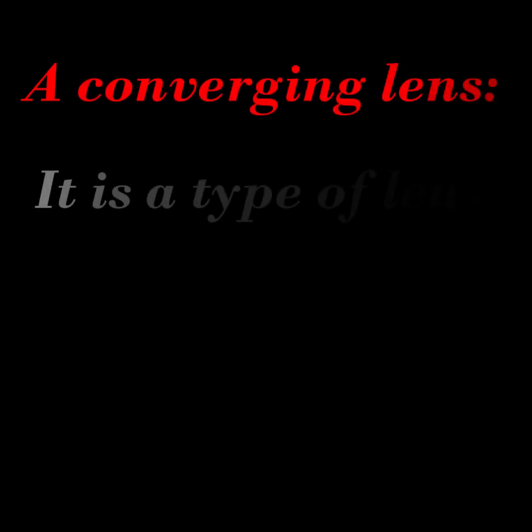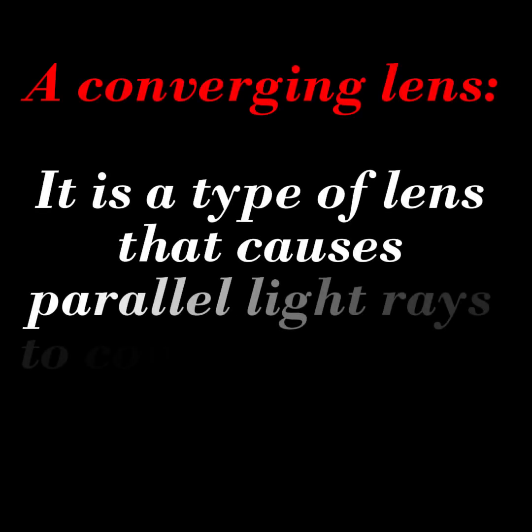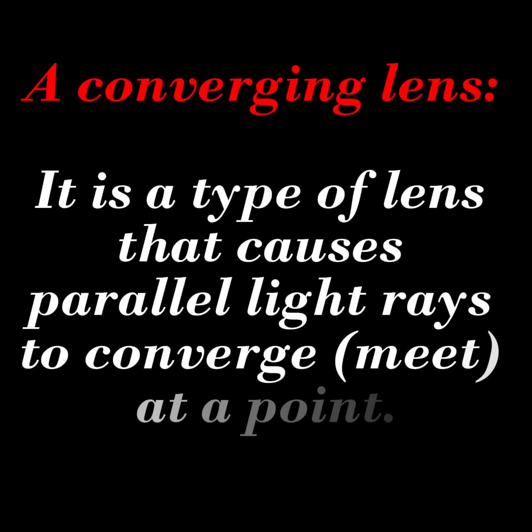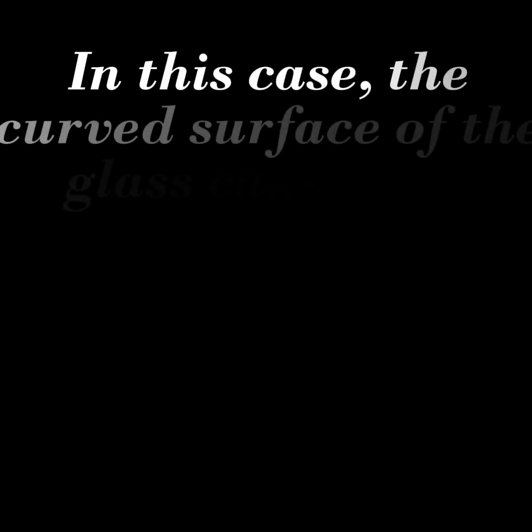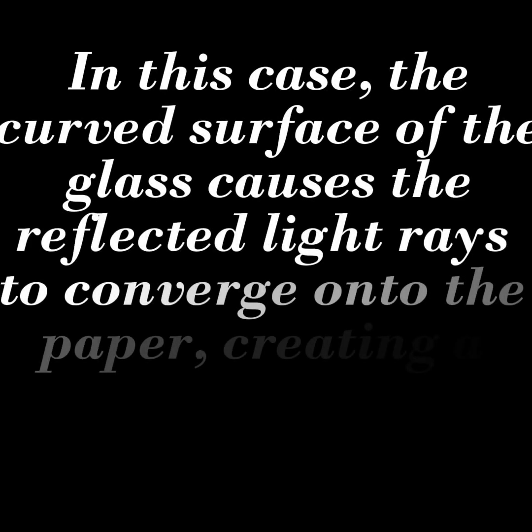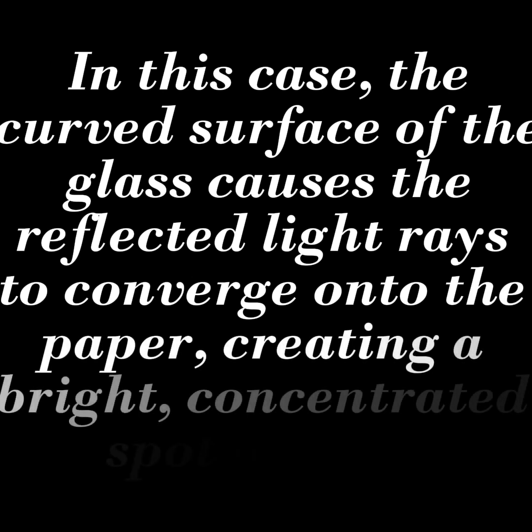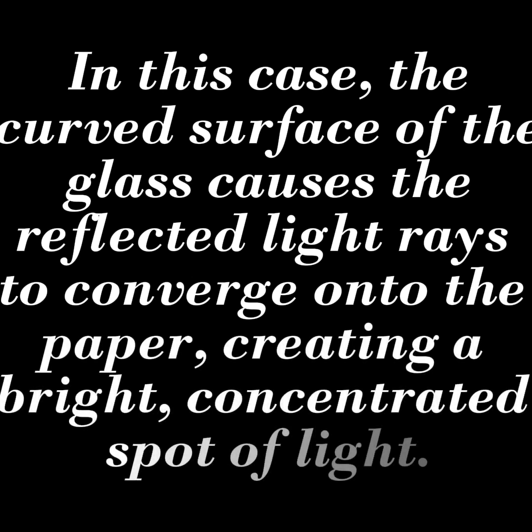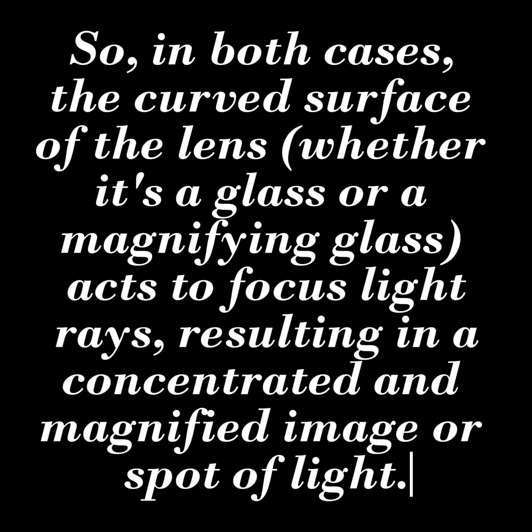A converging lens is a type of lens that causes parallel light rays to converge and meet at a point. In this case, the curved surface of the glass causes the reflected light rays to converge onto the paper, creating a bright, concentrated spot of light. So, in both cases, the curved surface of the lens, whether it's a glass or a magnifying glass, acts to focus light rays, resulting in a concentrated and magnified image or spot of light.